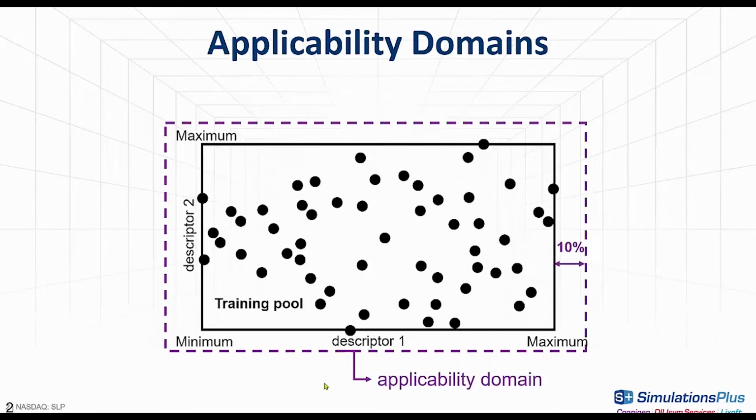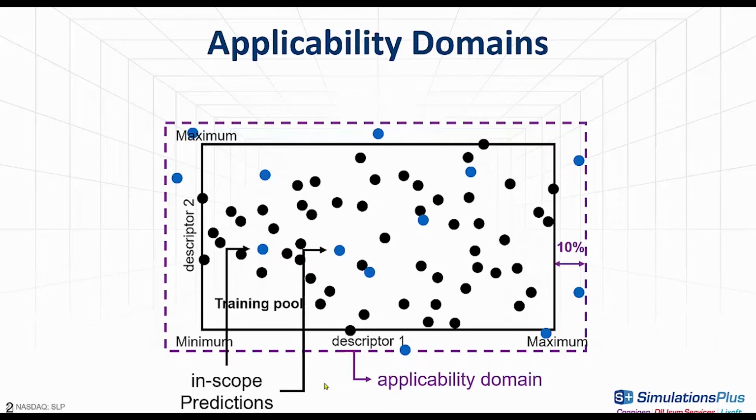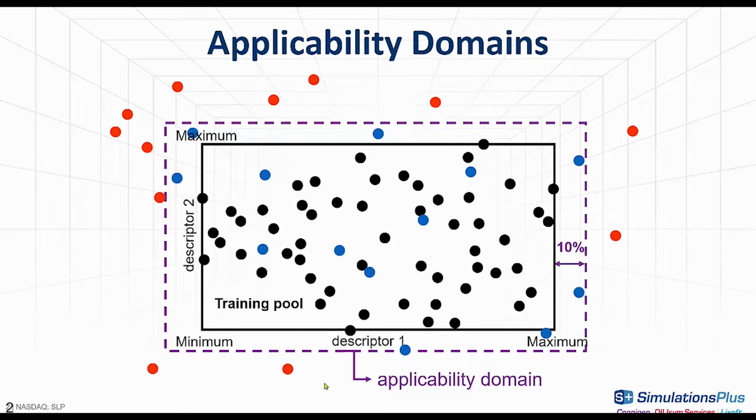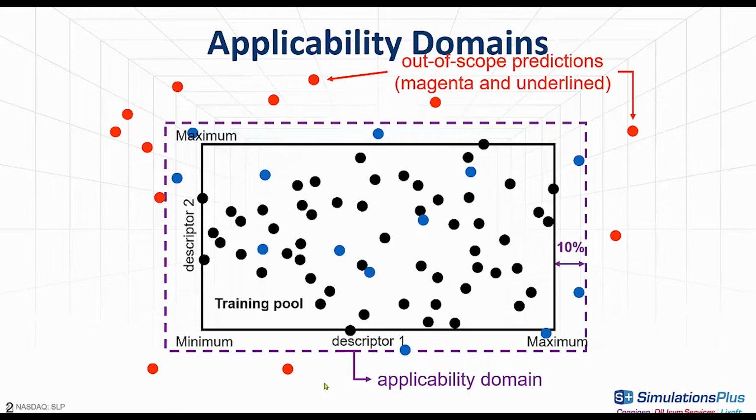We then add a 10% border around that, so we give it a little bit of leeway. And then when you predict an arbitrary molecule, if all of its values are within the minimum and maximum value of the applicability domain of the training set, those are said to be in-scope predictions. So they're inside the minimum and maximum value for each one of the descriptors. If any one of those values is outside the minimum or maximum border, then we color that in magenta in the interface and underline it, and it's said to be an out-of-scope prediction.